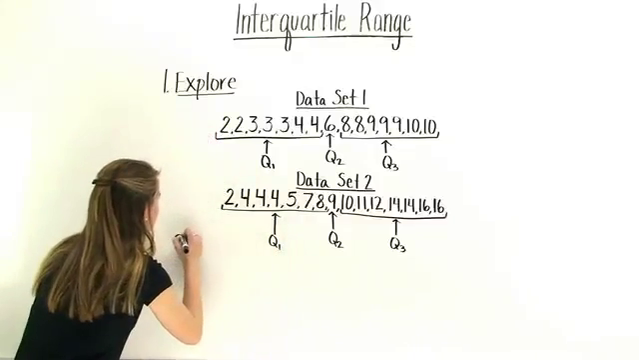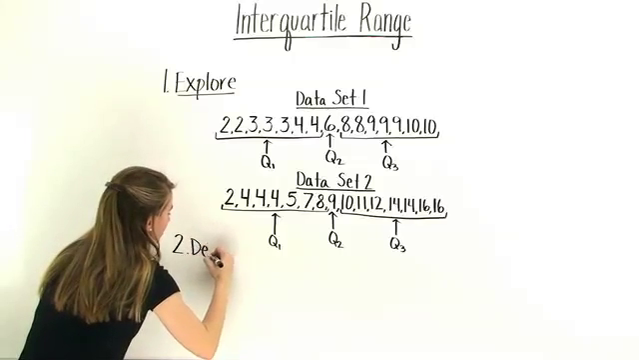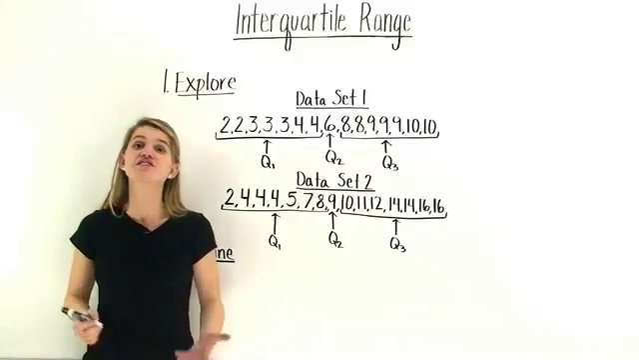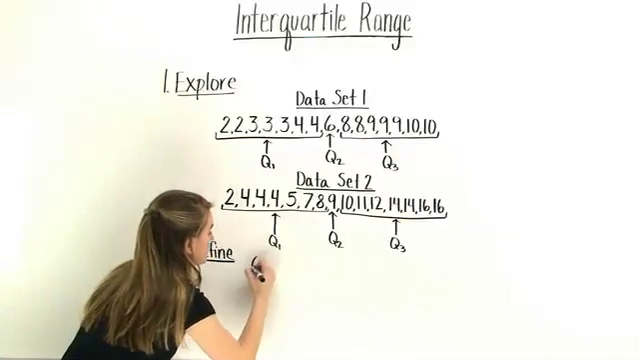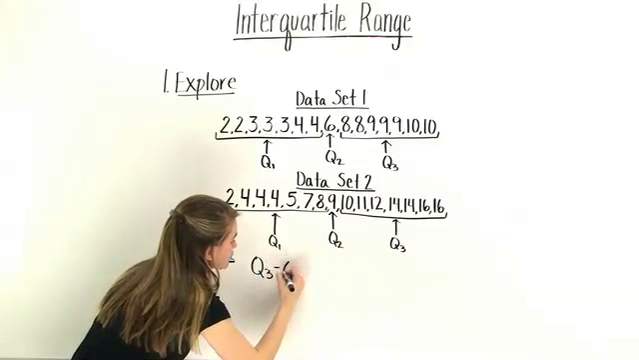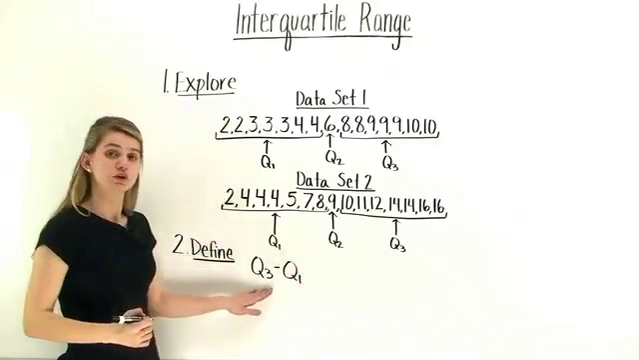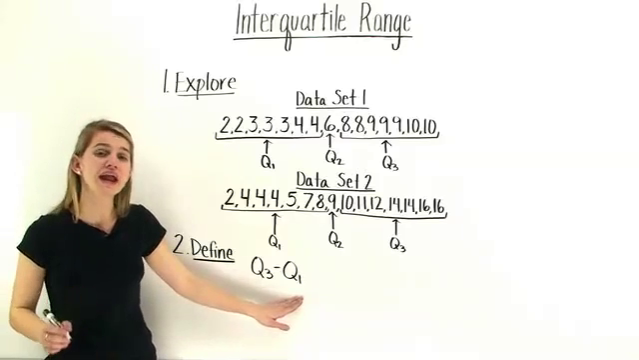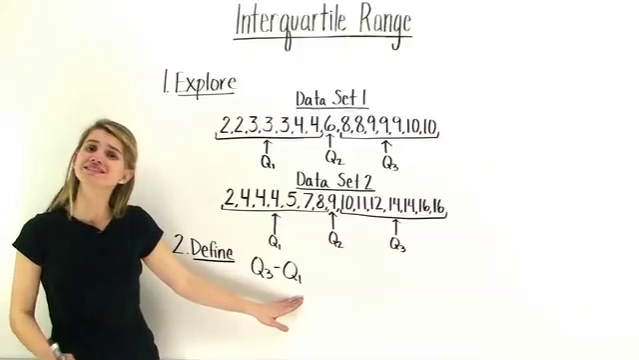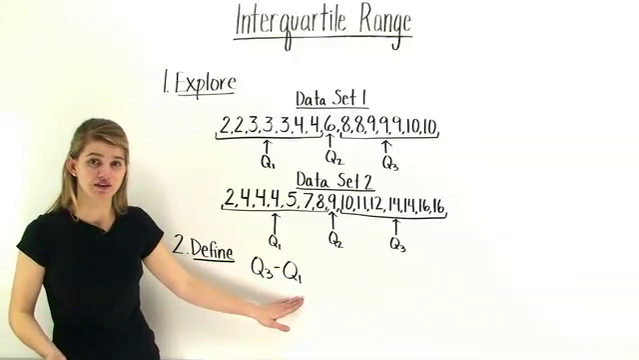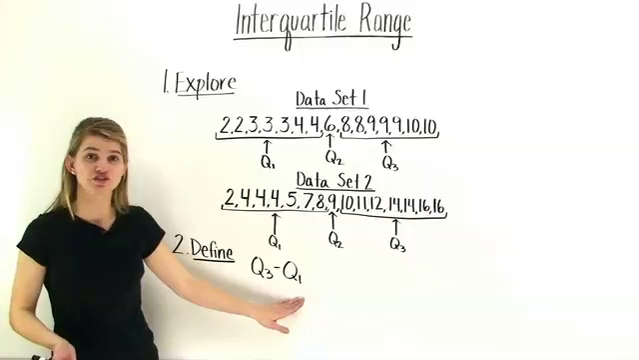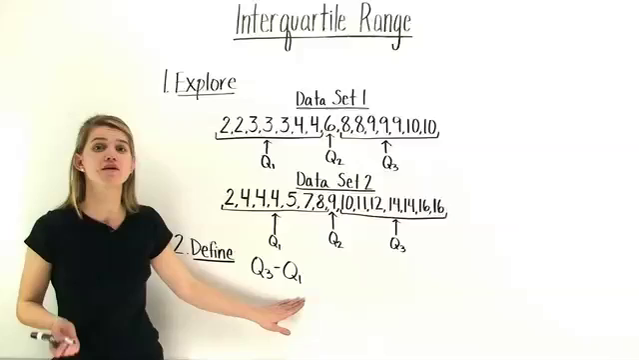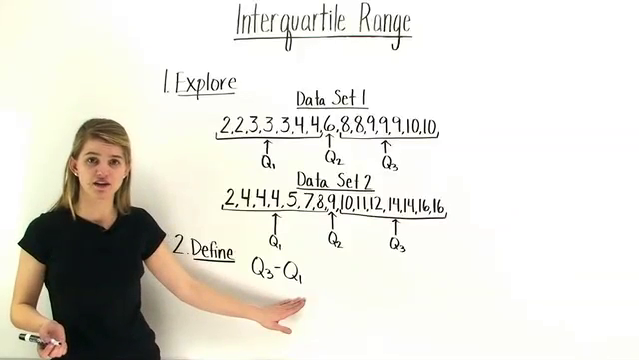So let's go ahead now and define the interquartile range. The interquartile range is the difference between the third quartile and the first quartile. So we take Q3 and we subtract Q1, the third quartile minus the first quartile. Let's think about this for a second. The range tells us the spread of the data, but it can sometimes be misleading if the data contains outliers. So the interquartile range tells us how spread apart the quartiles are and tells us how different things are within the middle 50% of the data.